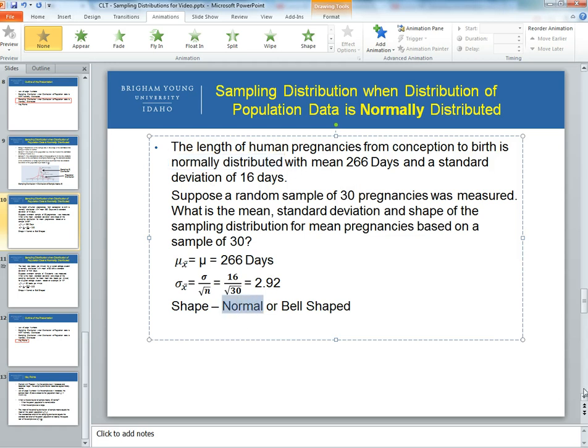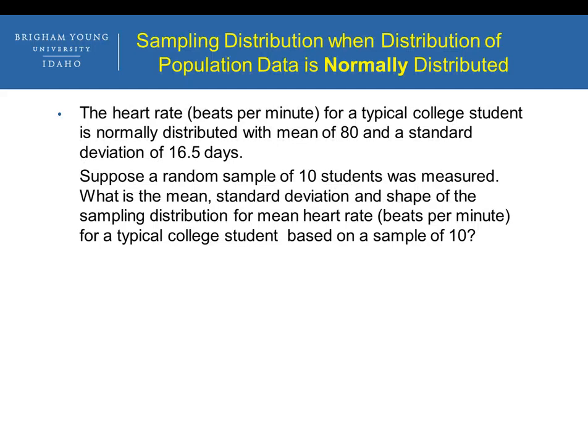So here's another example. Okay, let me expand this out a little bit here. The heart rate for a typical college student is normally distributed with a mean of 80 beats per minute and a standard deviation of 16.5. Suppose a random sample of 10 students was measured. What is the mean, the standard deviation, and the shape of the sampling distribution for mean heart rate, beats per minute, for a typical college student based on a sample of 10? So stop the recording, write down the answers, and then confirm your answers when you press play again.